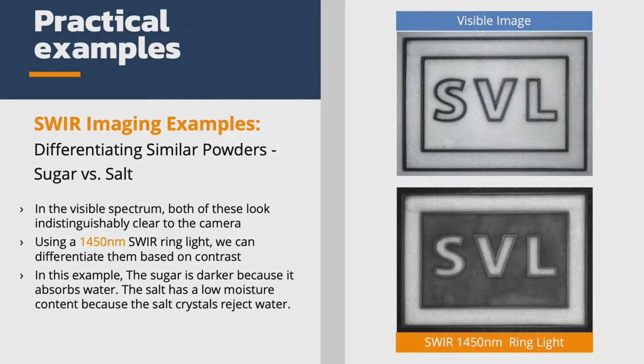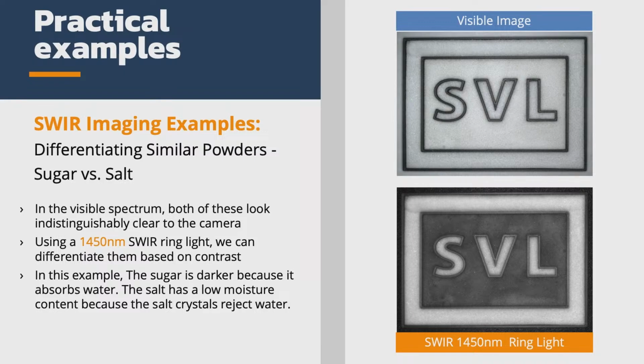Carrying on to this next example, we're going to look at this technique, but we're going to start talking about not moisture content in this case, but about applying this to ubiquitous white powders. Though they look similar in the visible range, as you notice in this image, the SVL logo there in the visible range, you can just tell there's 2 white powders in there. In fact, you wouldn't even know there's 2. It just looks like it's filled with white powder and there's no differentiation.